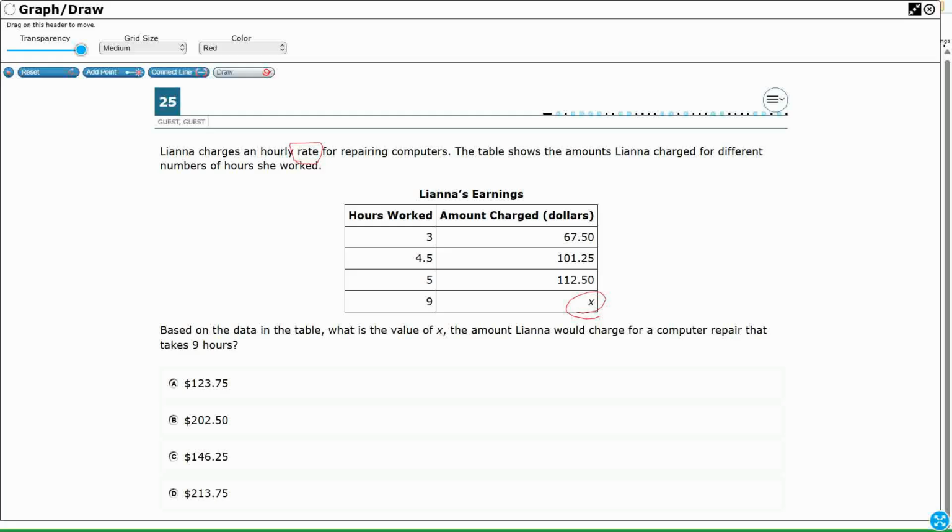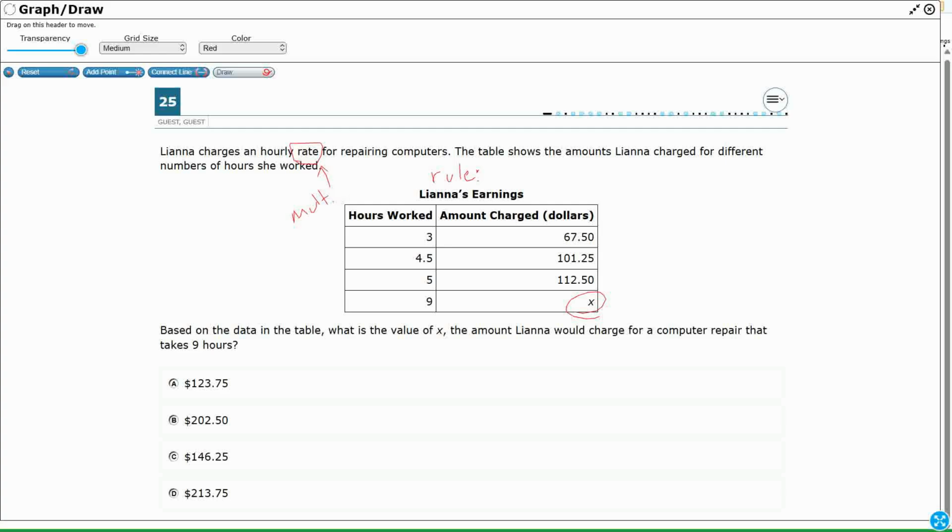Okay, so what we need to be thinking about here is we have your basic input-output table, right? And if we can figure out our rule, that's actually going to give us our rate. So we should know that when we're doing an hourly rate, we are multiplying. Rate implies that we are going to have a multiplication.